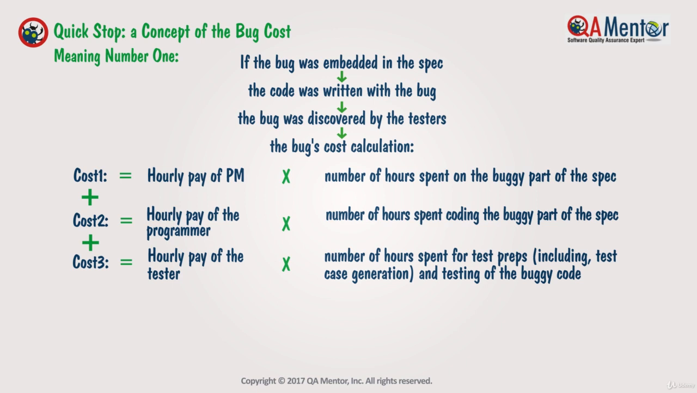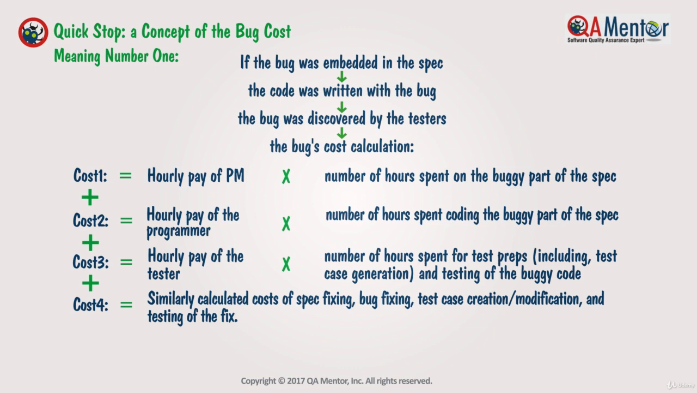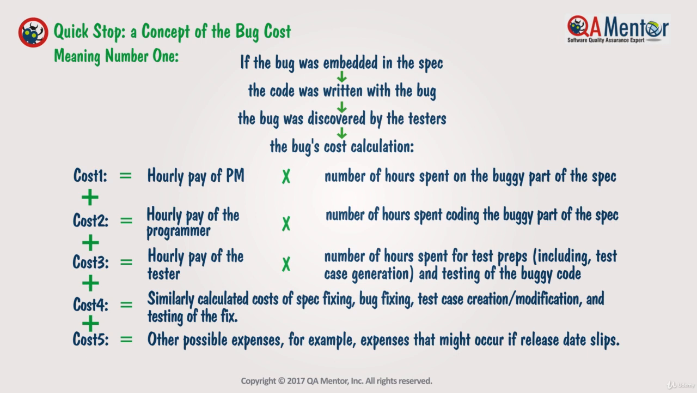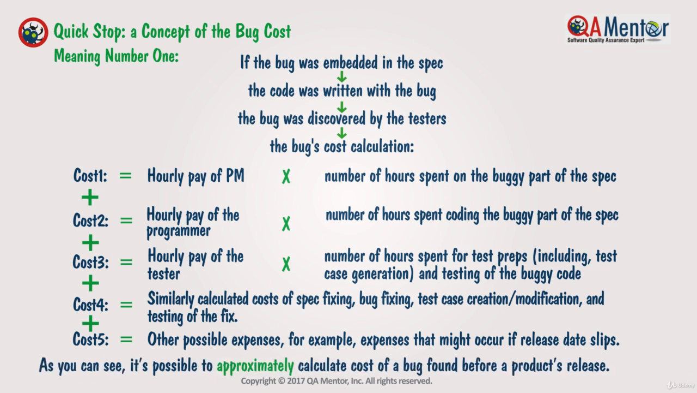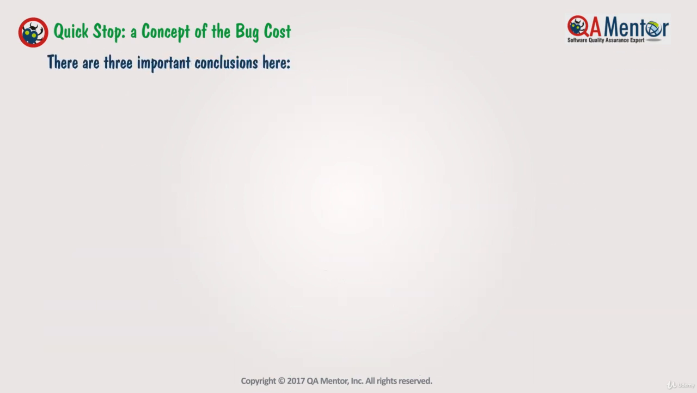generation and testing of the buggy code, plus Cost 4, similarly calculated costs of spec fixing, bug fixing, test case creation modification, and testing of the fix, plus Cost 5, other possible expenses, for example, expenses that might occur if release date slips. As you can see, it's possible to approximately calculate cost of a bug found before a product's release. There are three important conclusions here.